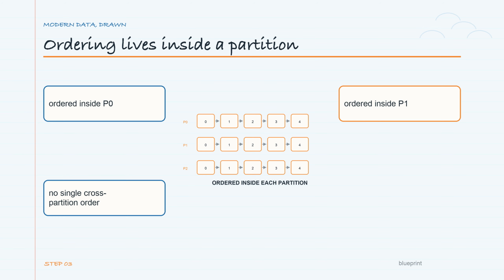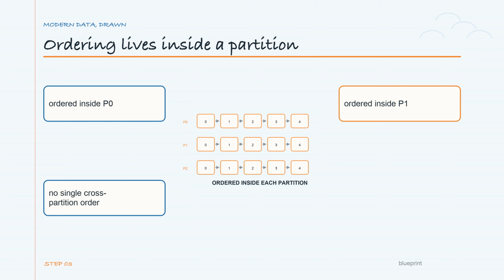With the previous step in place, the next piece becomes easier to see. Kafka preserves record order within one topic partition. It does not promise one global order across every partition, because partitions can advance independently.